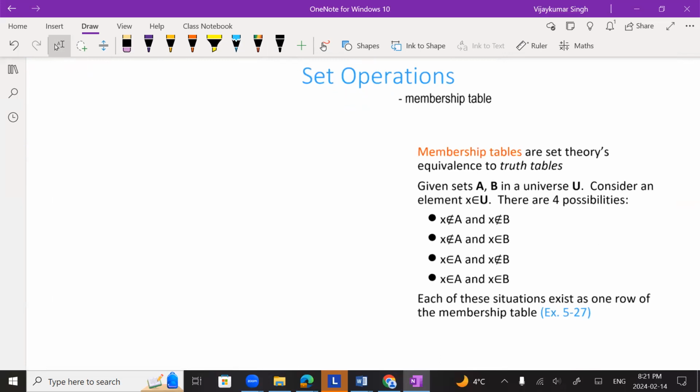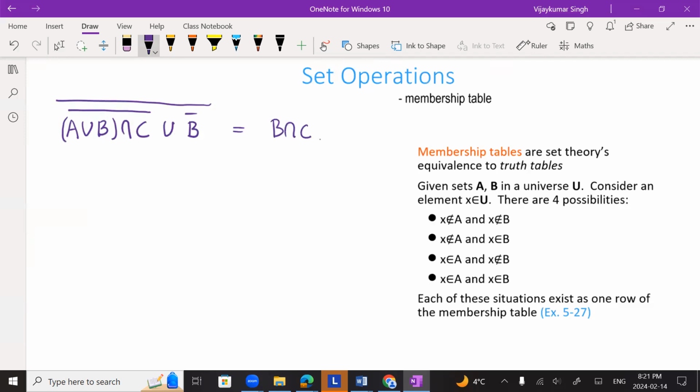Now, sometimes we can think about this as a membership table. Okay, let's try to do an example. All right. So this is what we want to see. A union B intersection C, then I take a bar of this, is equal to A bar union B bar intersection C bar. All right. So we want to show that these two statements are equivalent.